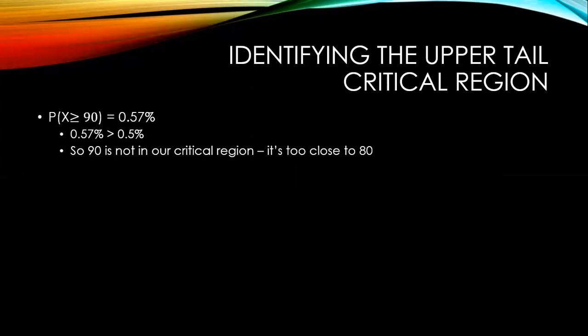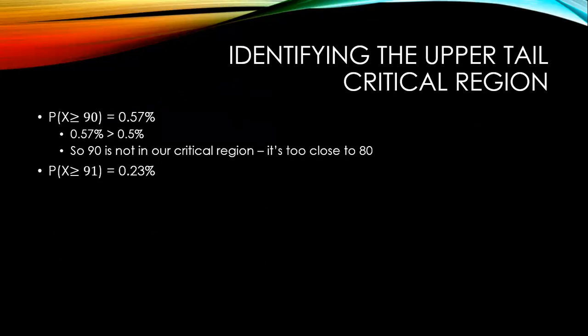So 80, 81, 82, 83, 84, 85, 86, 87, 88, 89, 90 successes in our sample of 100. If we've got any one of those numbers of successes, it's too close to 80. So 90 is not in the critical region because the probability that we get 90 or more successes is bigger than the 0.5% chance of rejecting H0 at the upper side of the distribution that we decided before the investigation. It's a little bit too big.